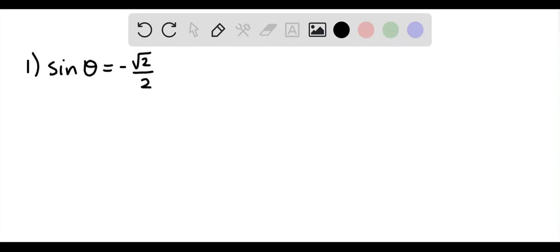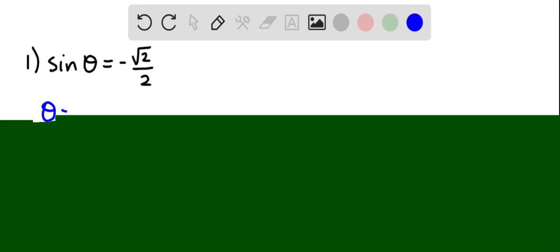Okay, here's some help on your homework. So we're solving these equations for answers on the particular interval and also for all solutions. So what we're going to do here is find the inverse sine of both sides. So theta is inverse sine of negative square root 2 over 2.